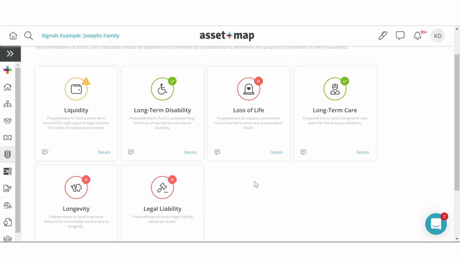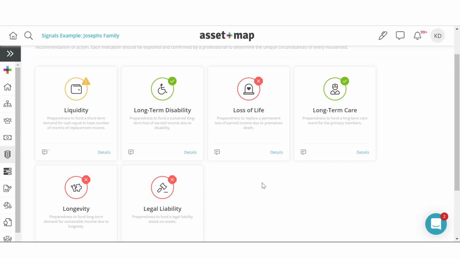Now, this is not scientific. So just because it's red doesn't mean there's definitely an issue. And just because it's green doesn't mean it's perfect. The idea behind this is it gives you an indication, and it gives us a way of engaging with the client, almost showing them a mirror of, based on the things that we've captured, this is what it's telling us. And it gives us permission to delve in a bit deeper and unpack, why is the signal red?